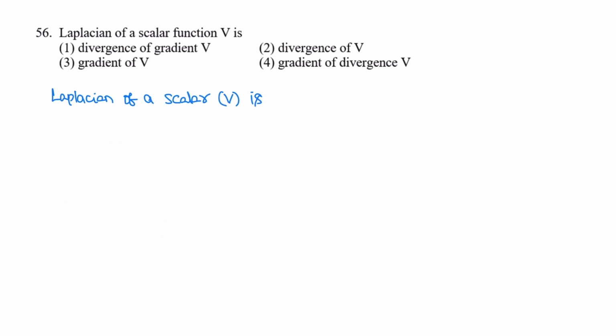Next question. The Laplacian of a scalar function V. The Laplacian of scalar V is given as del square V, so that is del dot of del V. So this is divergence of gradient of a scalar quantity. So the correct option is 1, divergence of gradient of V.